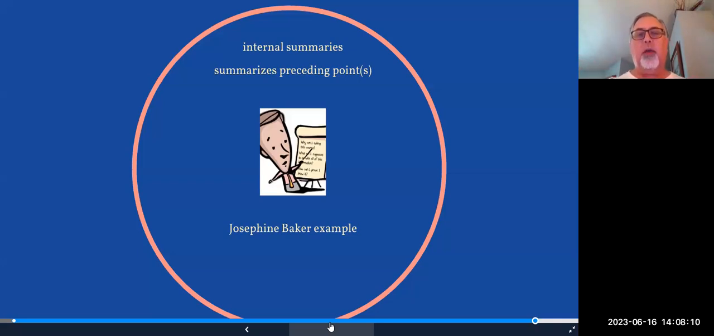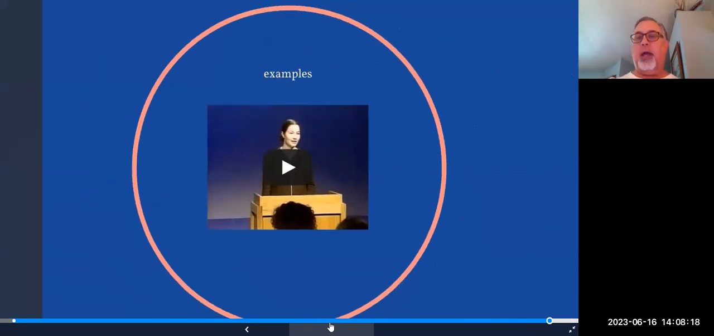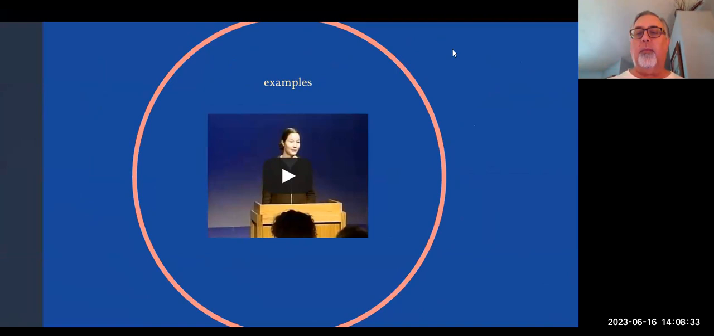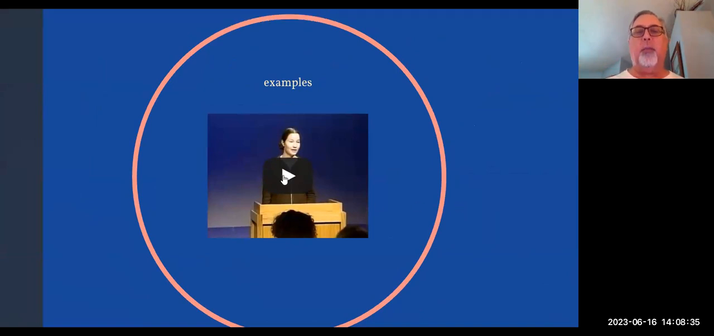You're going to see some good examples in a minute. So you can use internal previews, you can use internal summaries, and some people use both actually to extend out their speech, but it's an important element that you've got to have. Now, here are some examples of previews and summaries in transition statements, and you'll clearly be able to spot the transition statements as they're used in these examples.